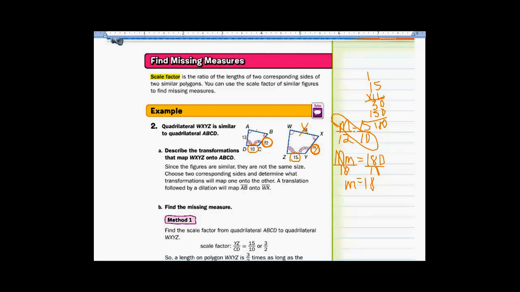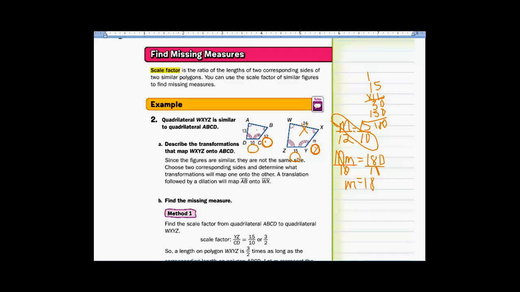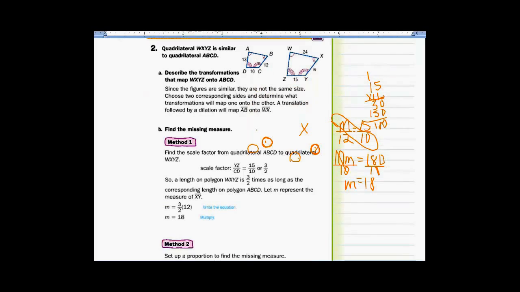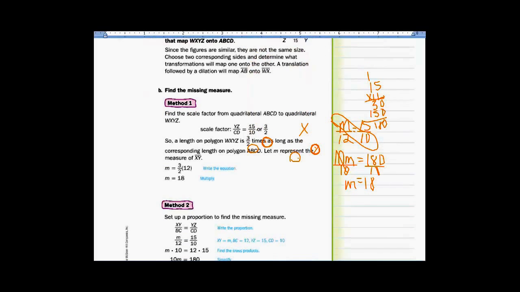And if we scroll down, we will see that actually that is the answer. So M is 18. So you can do and find the scale. They teach you two different ways. They talk to you about method one being the scale factor method. So find two corresponding figures and get the scale factor and then take that times 12.